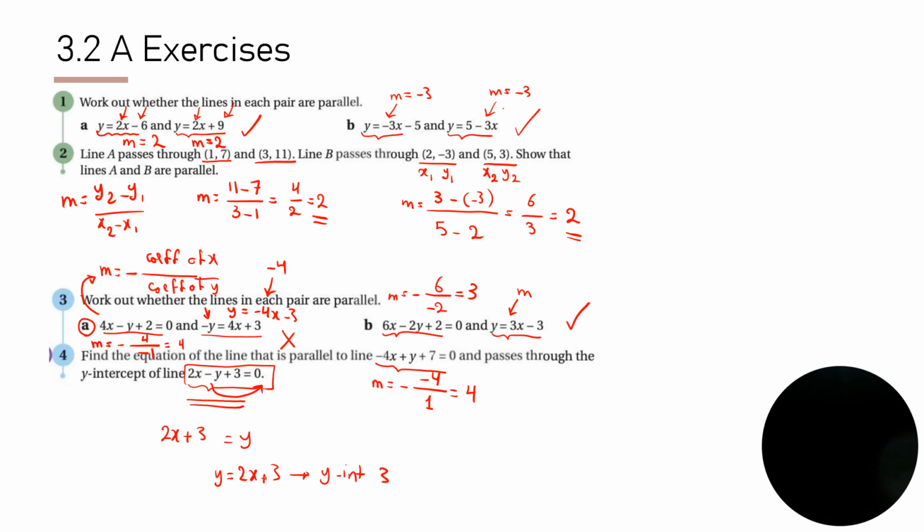The y-intercept is 3. Okay, now we have the gradient of the line and the y-intercept of the line, and we can simply use the formula y equals mx plus c to write the equation of this line, which is y equals 4x plus 3. That is the final answer of part 4.